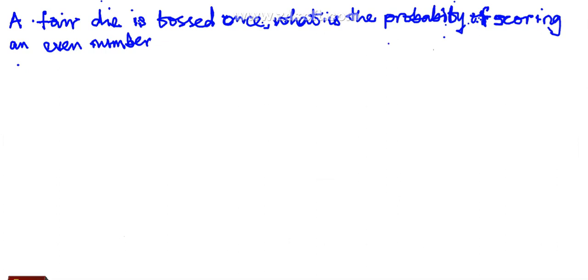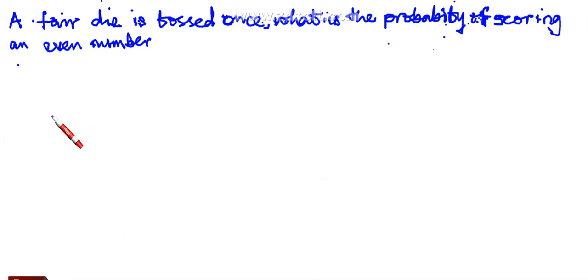So the question reads, a fair die is tossed once. What's the probability of scoring an even number? So we have seen that the fair die is tossed once. So know that the toss of a die is equal to 6 to the power n. Then our S here, which is going to be, let's see, solution to this question.